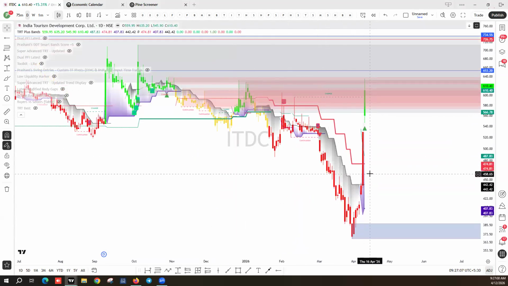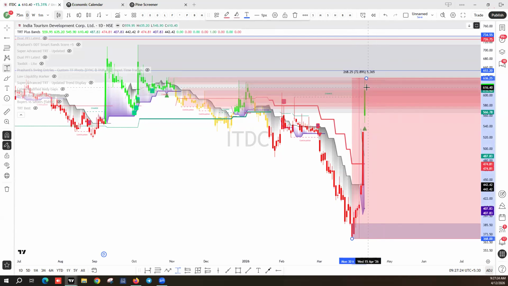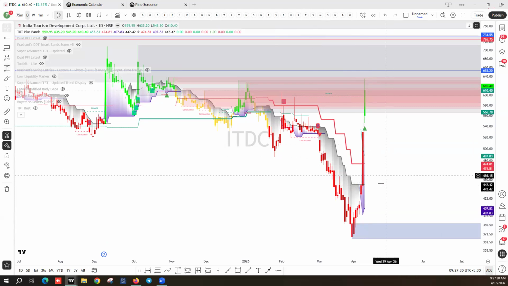This is a very important chart. See, this is ITDC, and what has happened? It has a bottom of 365, 367, and high is around 633. Almost 70-80% gain has already happened in the stock. 72%. Now, when a stock has gone up in 6 to 7 days, 8 days, in less than 10 candles, it has gone up by 70%.